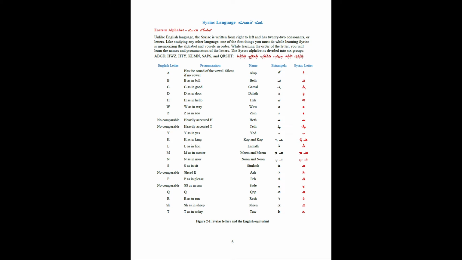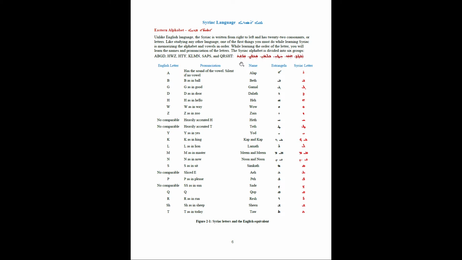We have 22 letters in Syriac, and Syriac is a cursive language, in which all letters join to each other from left and right, except 8 of them, which do not join from the left. We're going to cover that later on. To memorize those 22 letters, we grouped them into 6 groups. Abgad, Hawaz, Hati, Kalman, Saafas, Qarshat.